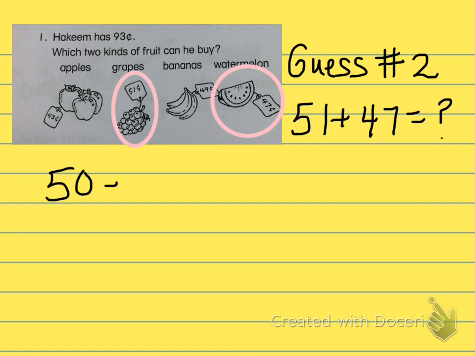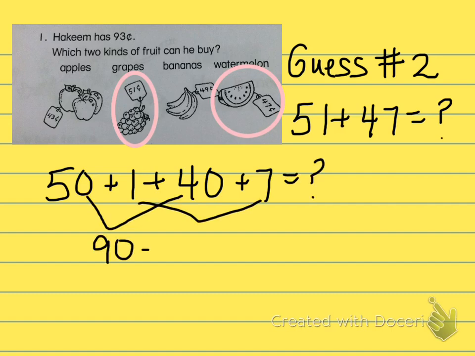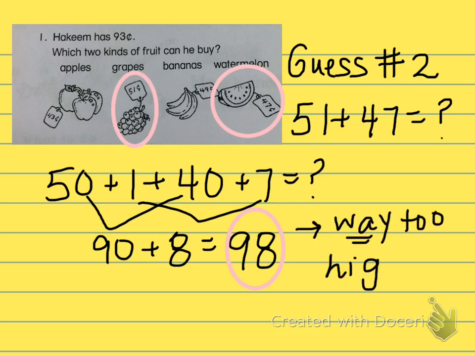Now I'm going to use expanded form to solve this. So I've got 50 plus 1 plus 40 plus 7. Okay, and I don't know what that is, so I'm going to join my numbers together. 50 plus 40 equals 90. 1 plus 7 equals 8. And you can see I've got 98. Now 98 is way too high. It's higher than 93, and I don't have enough money to buy those two types of fruit. Okay, so my second guess was way too high.